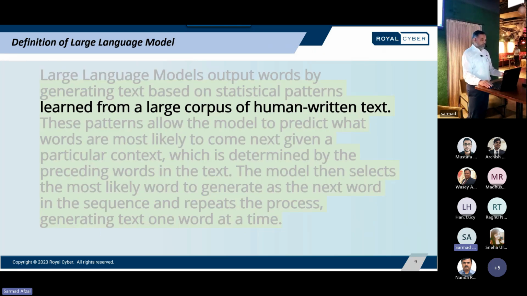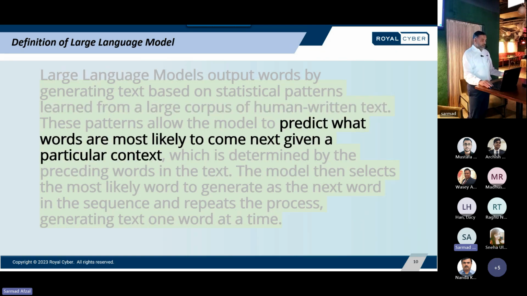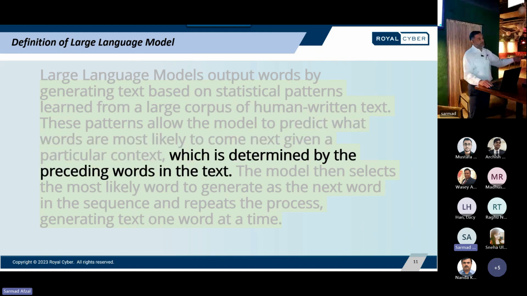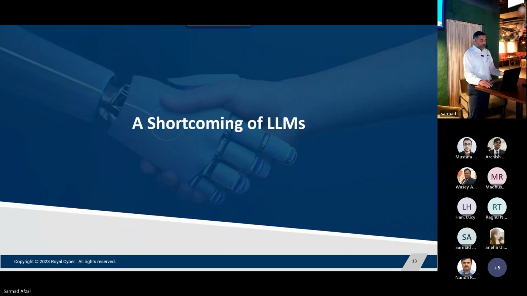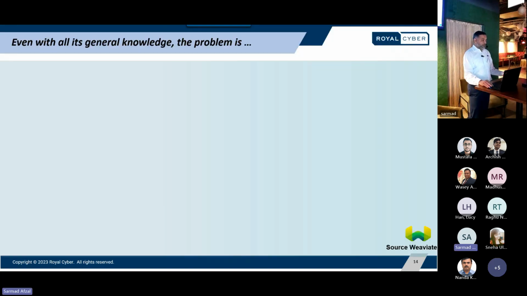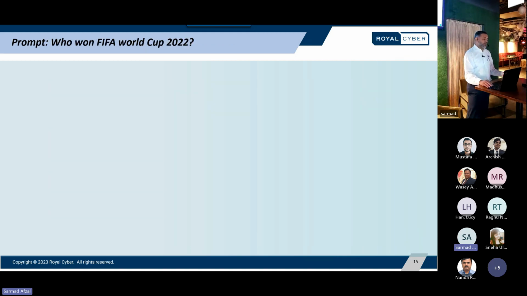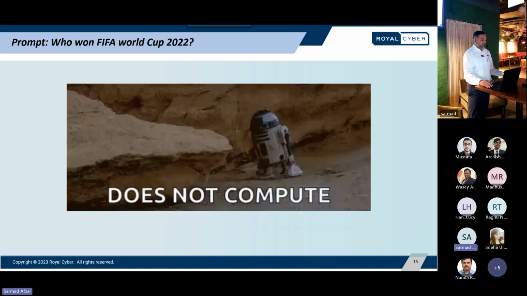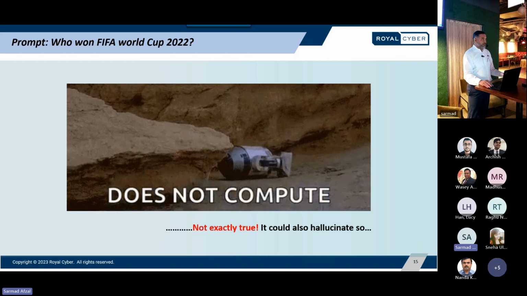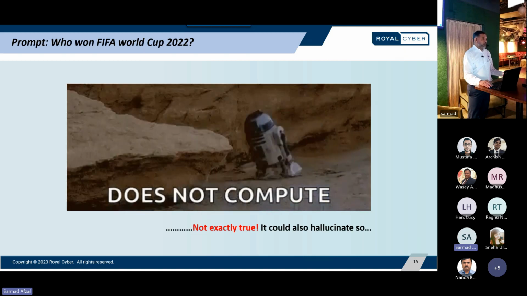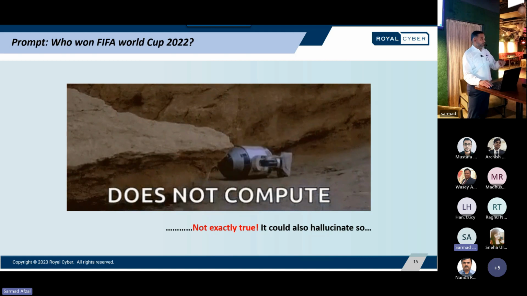The main point is: learn from a large corpus of human written text, and predict what words are most likely to come next, given a particular context, which is determined by the preceding words in the text. So what are some of the shortcomings of LLMs? Just like Socrates said, you don't know what you don't know. If you ask a large language model who won the FIFA World Cup 2022, it will not know, because ChatGPT is trained only till September 2022, and the FIFA World Cup came later than that.